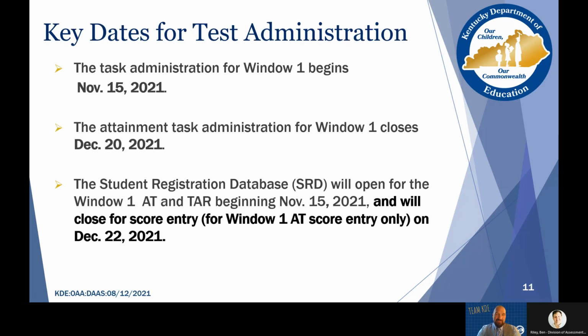The task administration for Window 1 begins November 15th, 2021. The Attainment Task Administration for Window 1 closes on December 20th, 2021. The Student Registration Database, or the SRD, will be open for Window 1 AT and TAR score entry beginning November 15th and will close for Window 1 AT entry only on December 22nd, 2021.